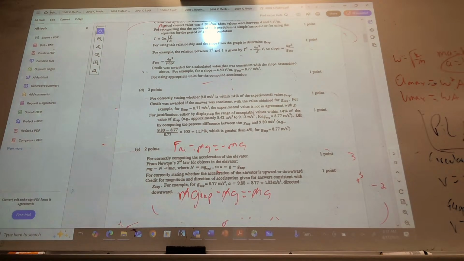So when you're in an elevator, if you're going up, you're feeling heavier. If you're going down, you're feeling lighter. The acceleration is more going down. It's less going up.